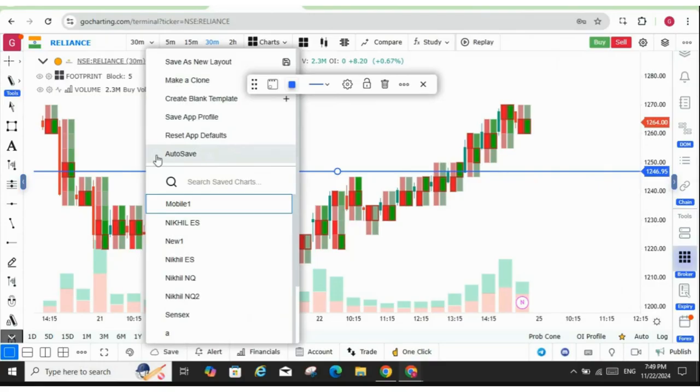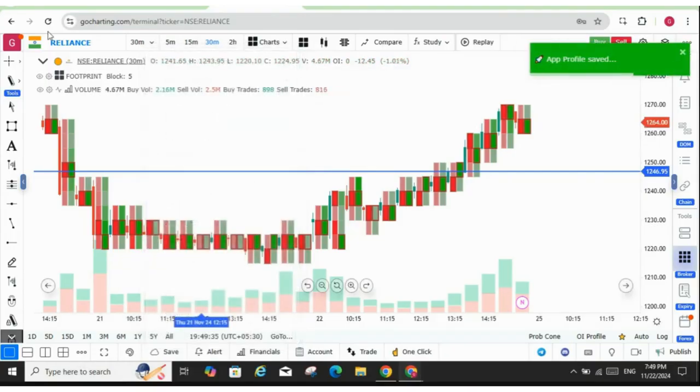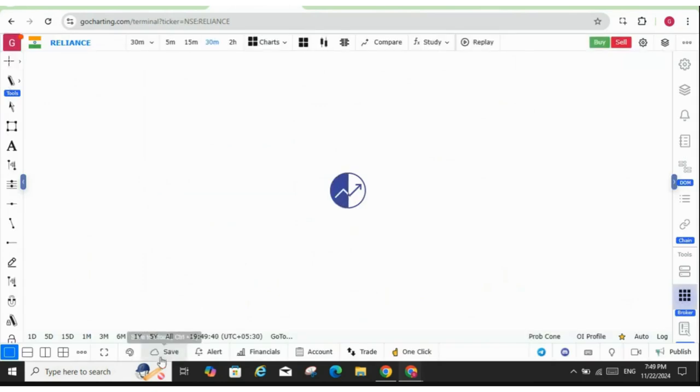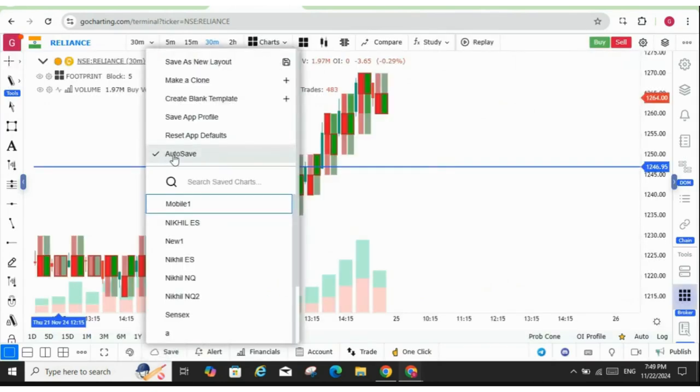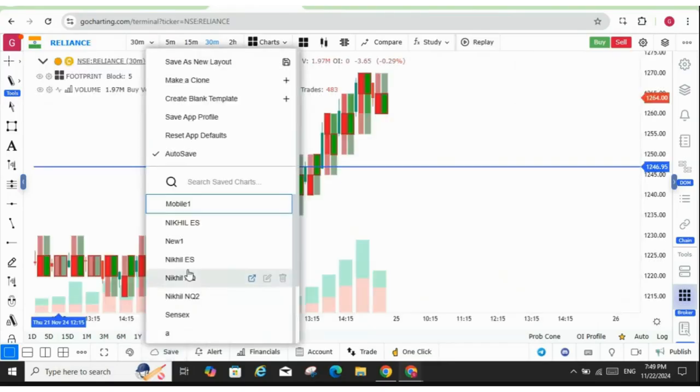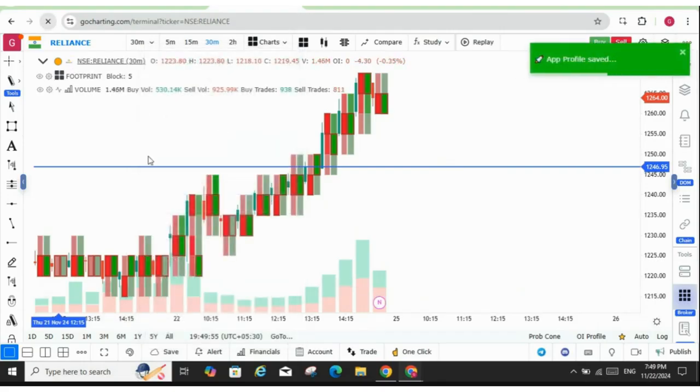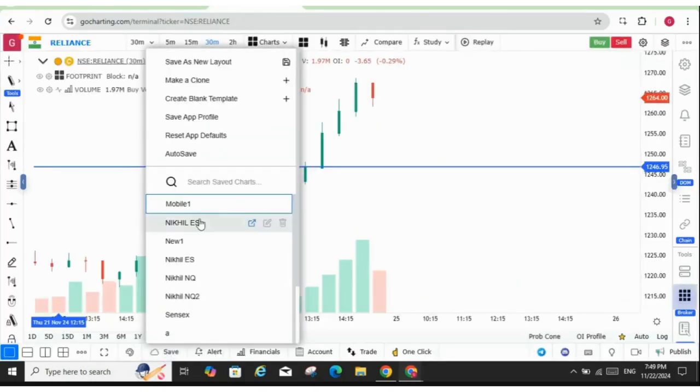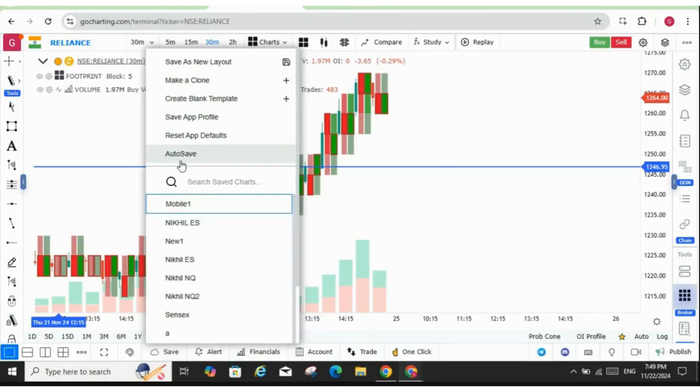Suppose you have switched on the auto save, and you click on save app profile. Now your auto save will be on all the time. If you refresh the chart, you see the autosave is on. If you again switch it off and refresh it, see, your autosave is still on. It will be off only after you save the app profile. Now your autosave will not be on. But more important than this is making a layout.